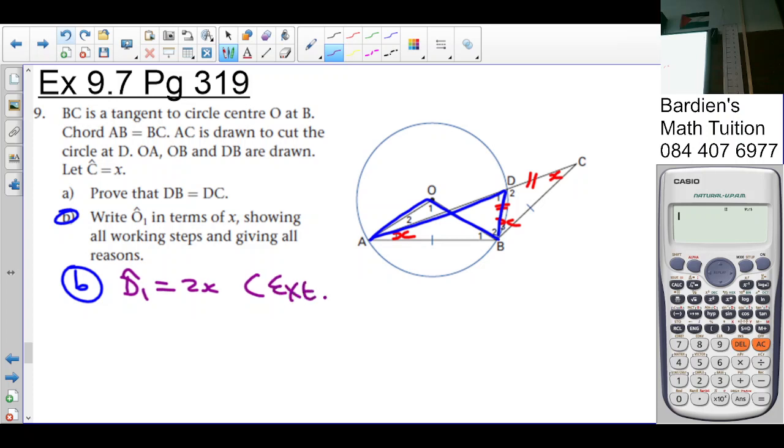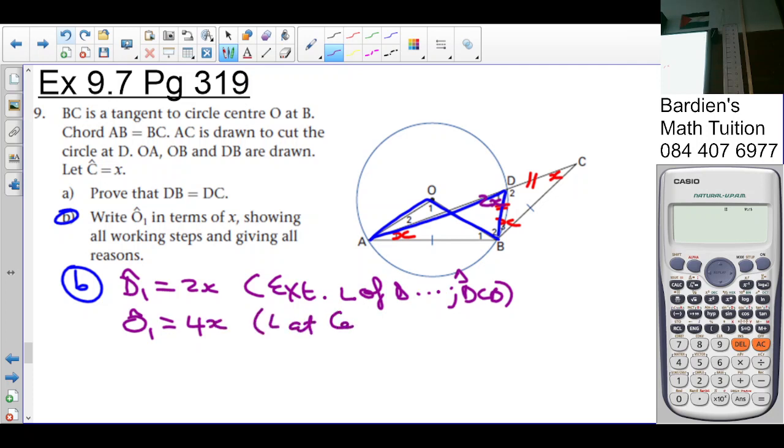Right, D1 is equal to 2x. Exterior angle of triangle, dot dot dot, is the exterior angle of triangle DCB. So that is 2x. So what is O1 equal to? O1 is equal to 2 times 2x, which is 4x. Why? Angle at center equals 2 times angle at circumference. Okay, and there we go.